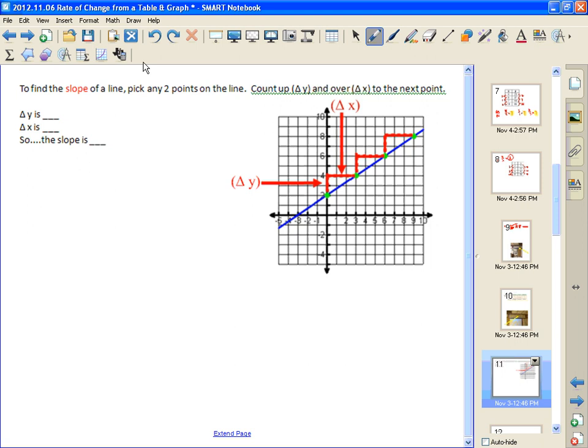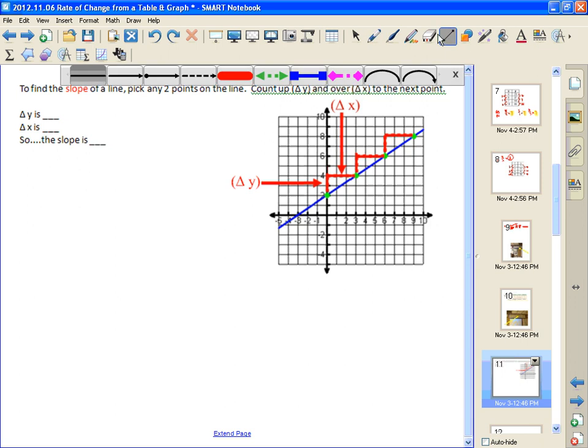Okay, so here's what we're going to do. I'm going to teach you how to calculate the slope of any given line. The directions say to find the slope of a line, pick any 2 points on the line, count up, which acts as your change in y, and then count over, which acts as your change in x, to the next point. So this picture is a little bit misleading, but I want to make sure that you understand exactly what I'm talking about.